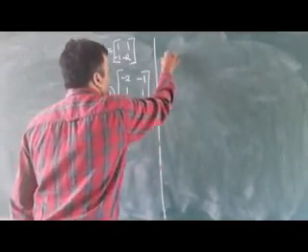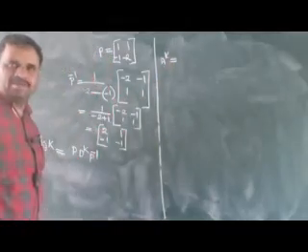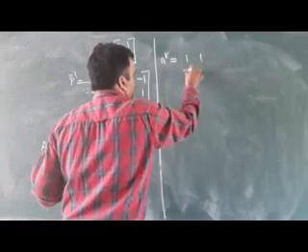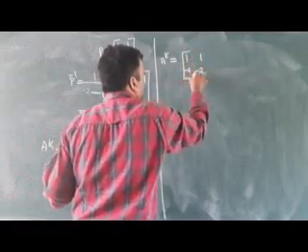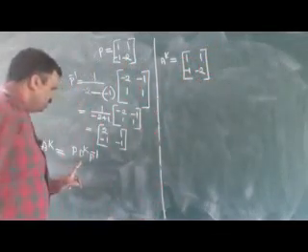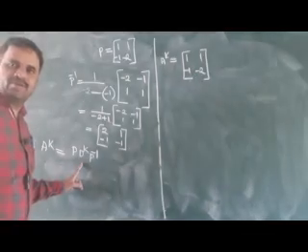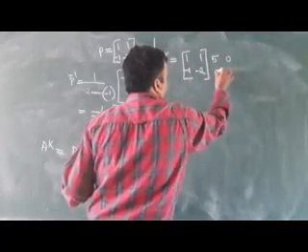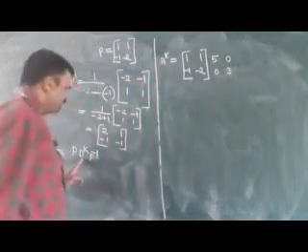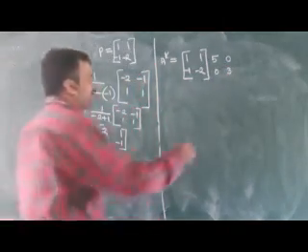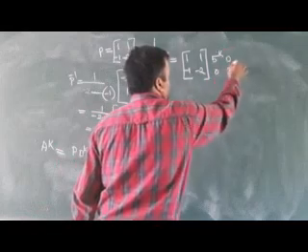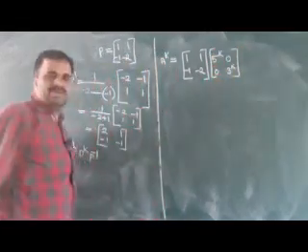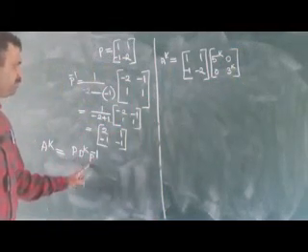A power k equal to P D power k P inverse. We have P with rows 1 1 and minus 1 minus 2, D is diagonal, already we have 5 0 0 3. D power k is nothing but 5 power k 0 0 3 power k, then into P inverse.